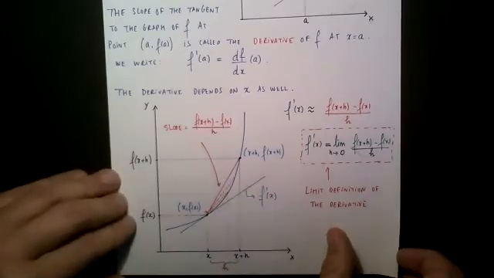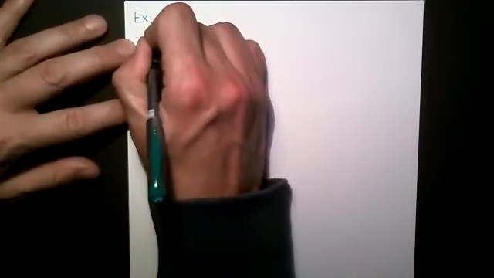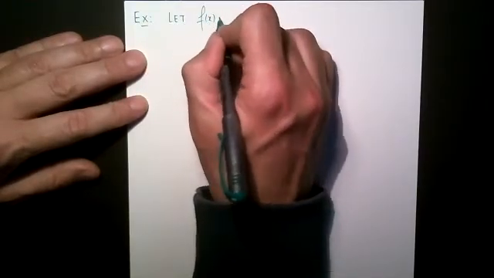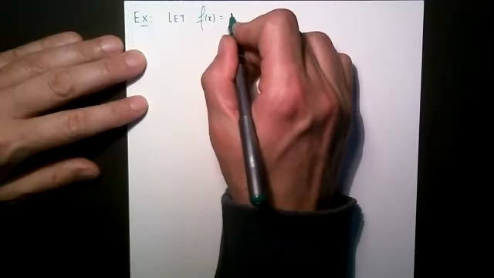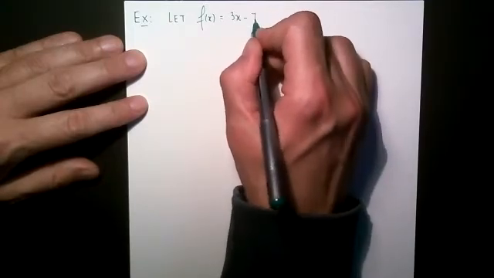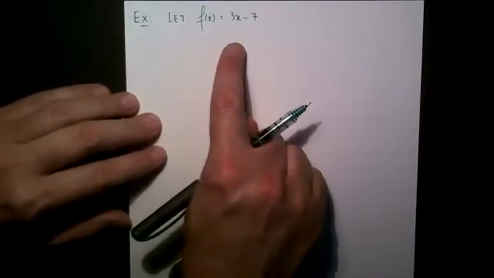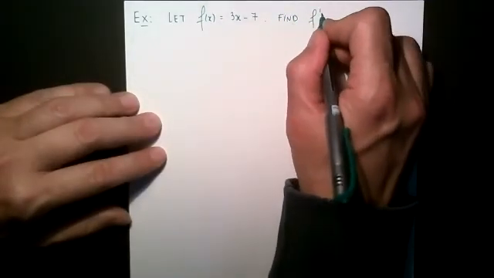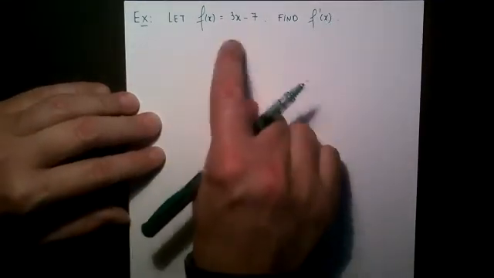So let's do now a few examples. We're going to do quite a few until you're comfortable with how to apply this. Example: let f of x equal 3x minus 7. So this is a straight line, we know that. Find f prime of x. So find the derivative of this function.